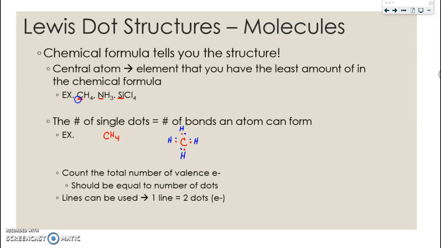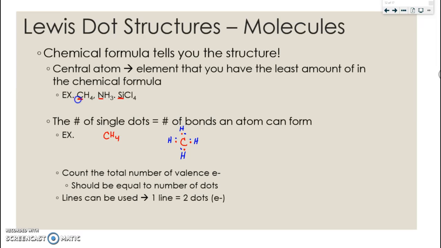What you really want to do as you're drawing these is you always want to start by counting the total number of valence electrons that you should have in your formula. And then that should equal our total number of dots. In addition, for bonds, instead of 2 dots, we can use lines.